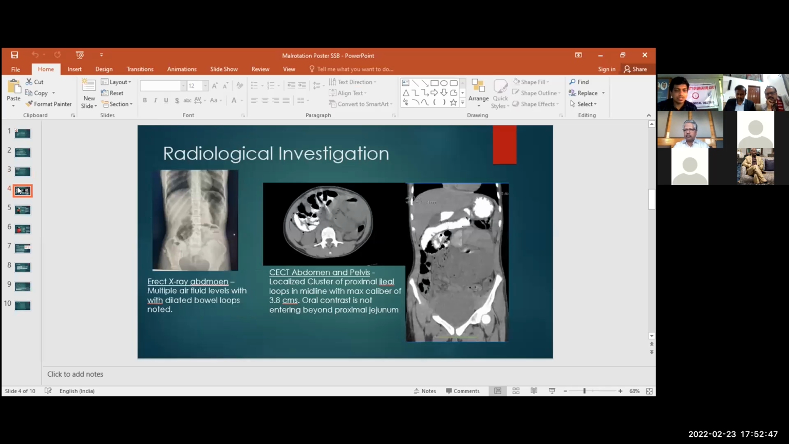An X-ray abdomen was done, which showed multiple air fluid levels with dilated bowel loops. A CT abdomen and pelvis was done, which showed a localized cluster of proximal ileal loops in the midline with a maximum caliber of 3.8 centimeters. Oral contrast is not entering beyond the proximal jejunum.